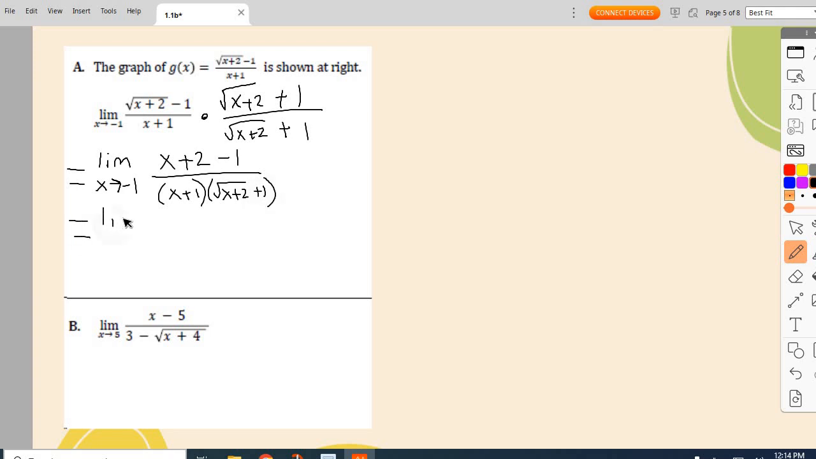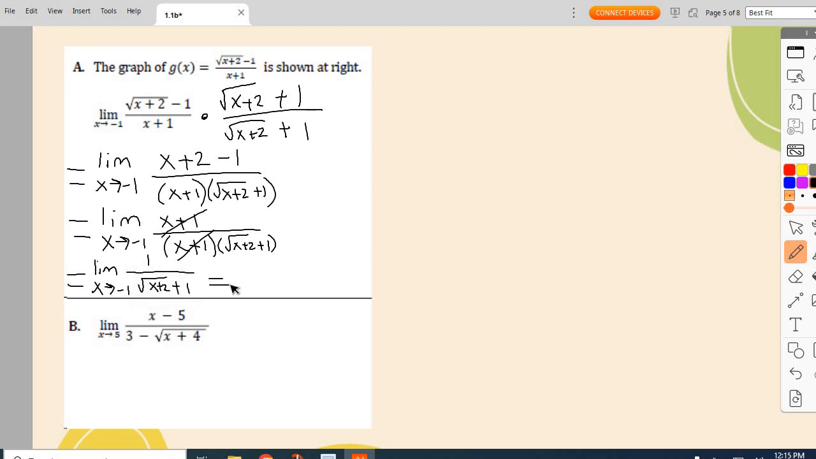Because, notice, what do we get on top? x plus 1, which is handy, because we also have an x plus 1 on bottom. And they reduce, so we have the limit as x goes to -1 of 1 divided by the square root of x plus 2 plus 1. So if we plug that in, we get 1.